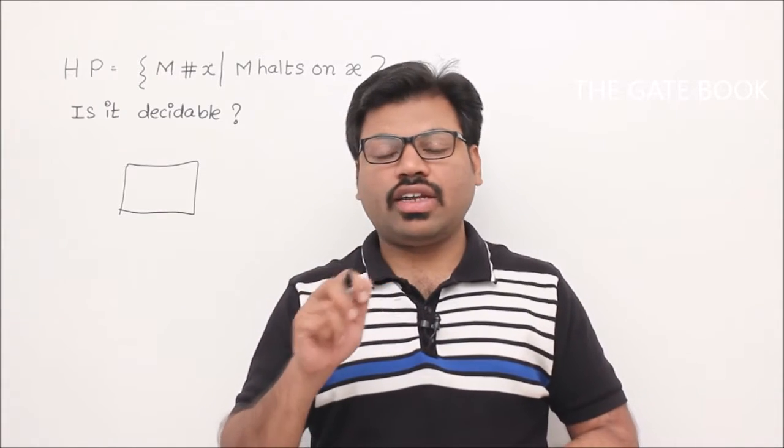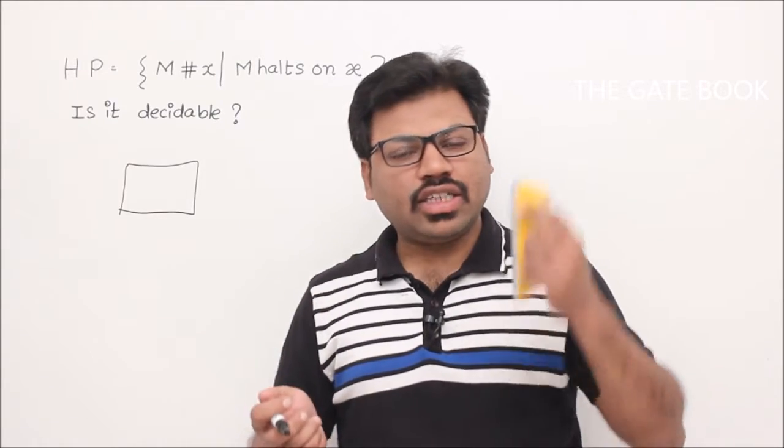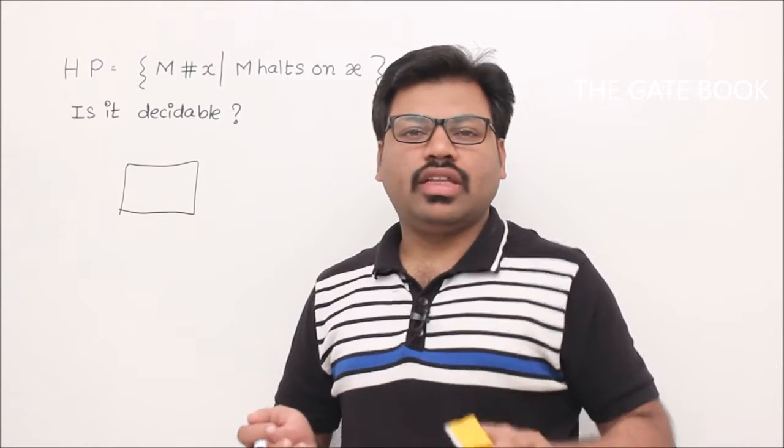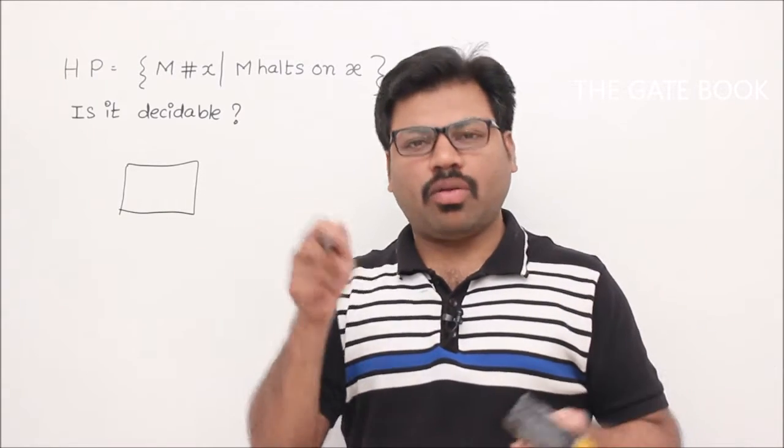Try to understand the differences between these three. When you don't know anything, that is your inability to solve the problem. Then don't decide that something is undecidable or decidable. You are not able to solve the problem.